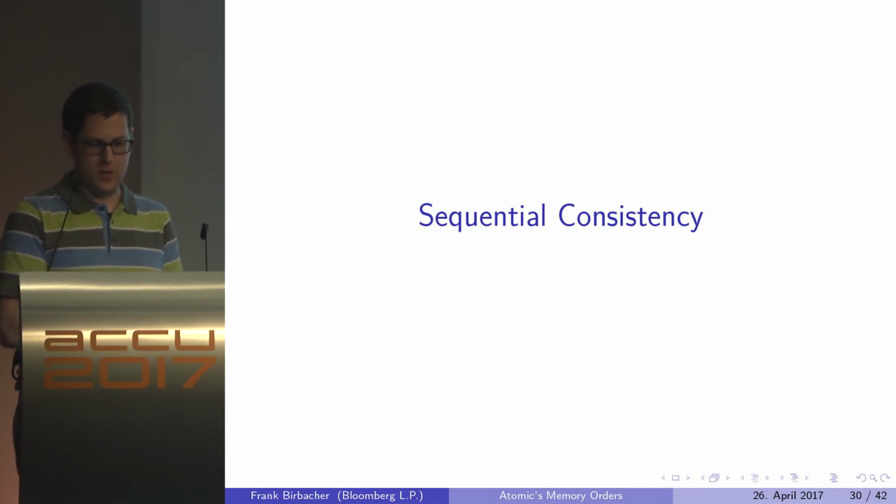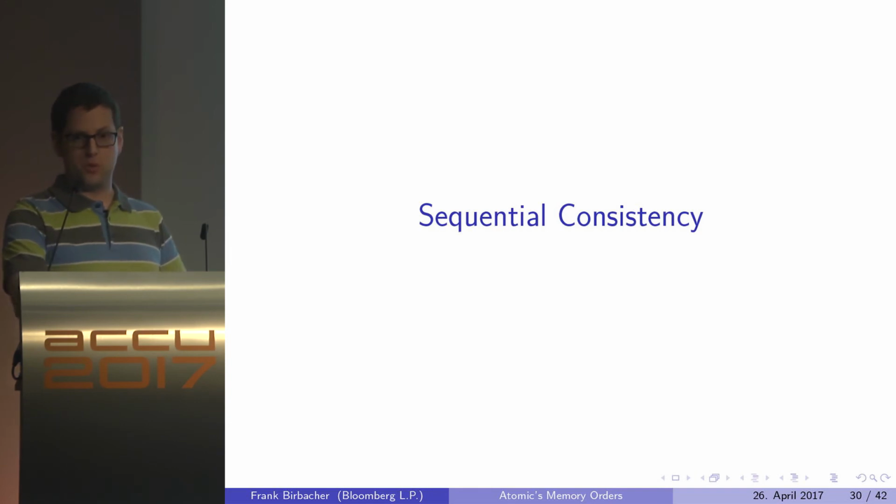Okay, sequential consistency. This is the strongest memory order, and it's applied by default to all operations. It's making your life easy, basically. You just get the strongest thing with the most restrictions. But we saw that release acquire semantics are good for data passing, so what does sequential consistency do differently?